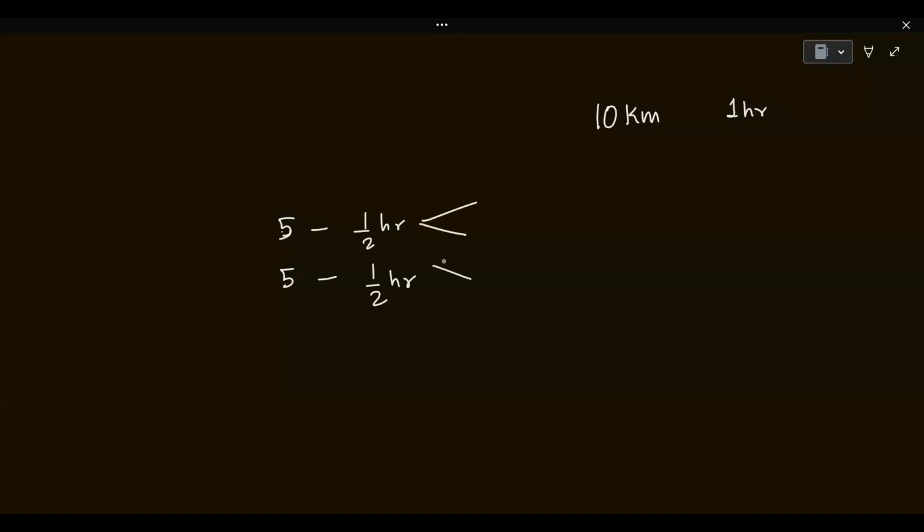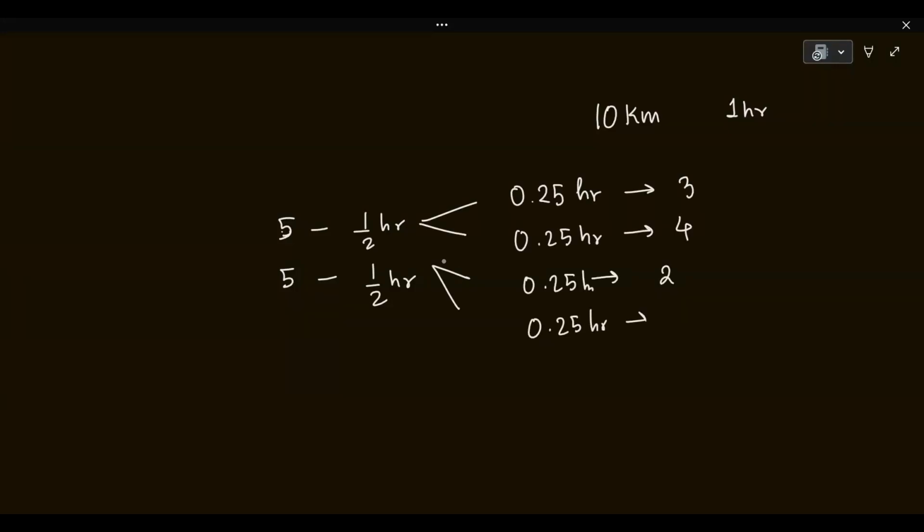If I break this further, like if I break this time into further groups, maybe in 0.25 hours he had traveled 3 kilometers. The next 0.25 hours, he traveled, let's say, 4 kilometers. Next 0.25, he covered 2 kilometers, and the next 0.25 hours, he covered 1 kilometer.